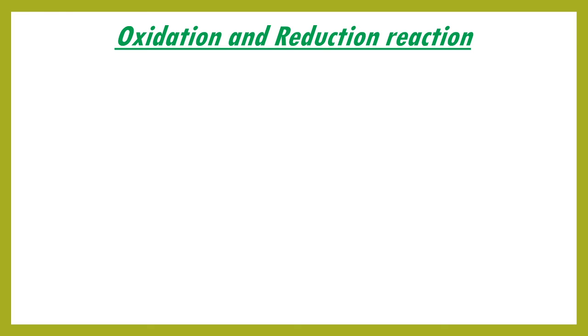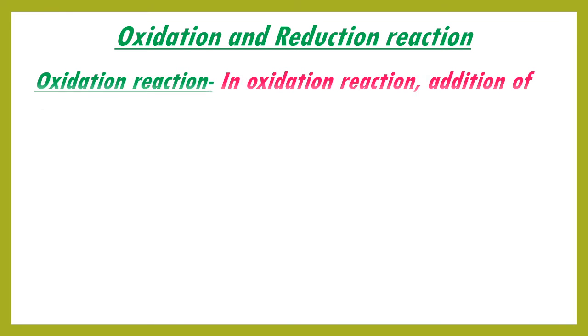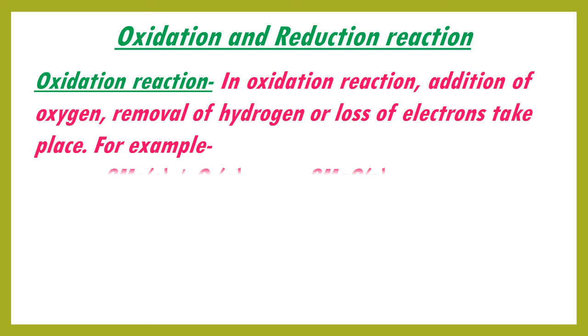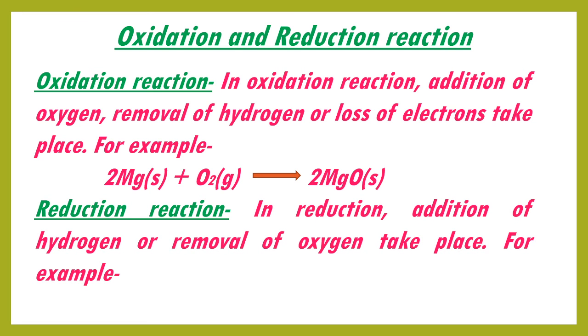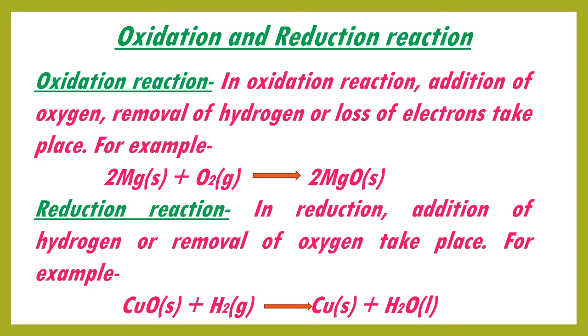Next is oxidation and reduction reaction. In oxidation reaction, addition of oxygen or removal of hydrogen or loss of electrons takes place. For example, when magnesium reacts with oxygen, they give MgO. Here, addition of oxygen to magnesium takes place, so it is an oxidation reaction. In reduction reaction, addition of hydrogen or removal of oxygen takes place. For example, when CuO reacts with hydrogen, removal of oxygen takes place.